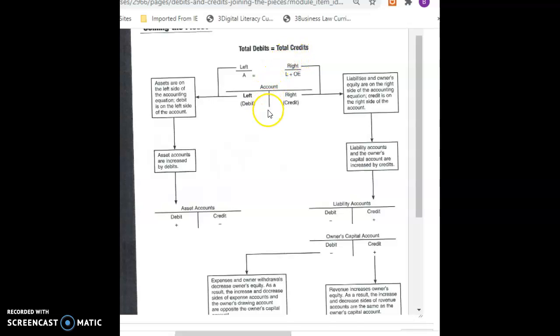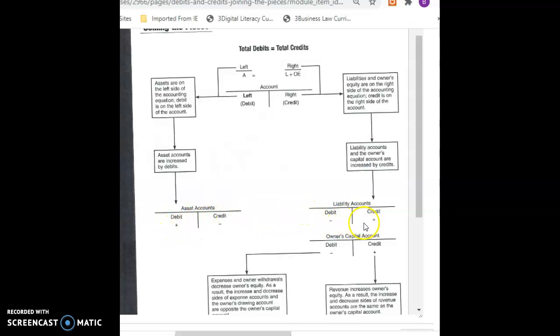And we learned about T accounts. Here's your T account. Remember, the left side of the T account is a debit. The right side of the T account is a credit. Doesn't matter what kind of an account it is. A debit means left and a credit means right. Okay? Now you have assets. Remember, assets increase on the debit side and decrease on the credit side, and they have a normal debit balance.